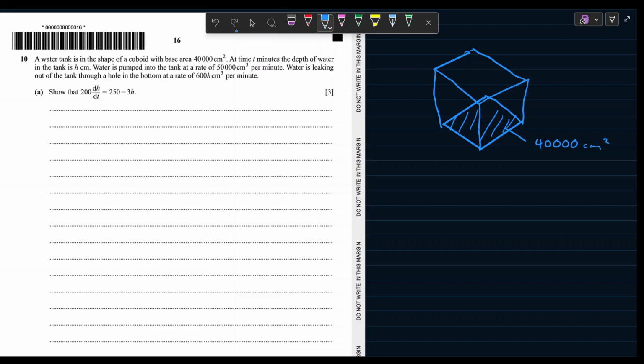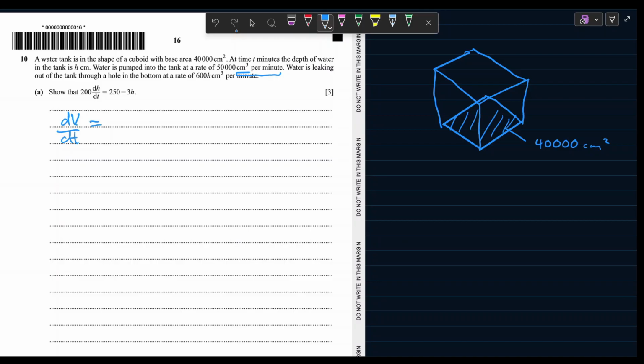All right, at time t minutes, the depth of the water in the tank is h centimeters. Water is pumped into the tank at a rate of 50,000 cubic centimeters per minute. So here, what this means is that the volume is changing, so it's dV/dt. And a hint will be your unit. Because you can see that this is cm cubed, volume, per minute, so that's with respect to time. That's why it's dV/dt.